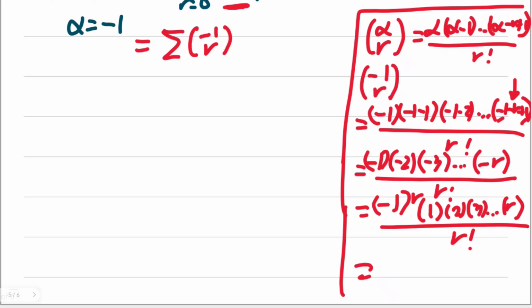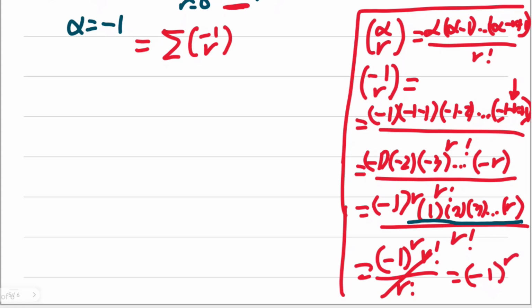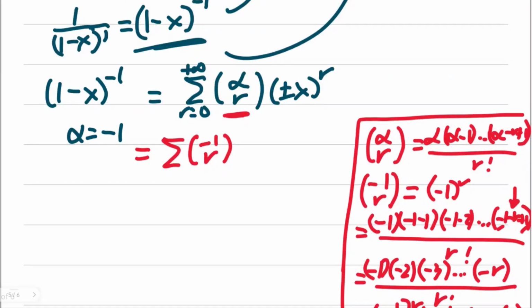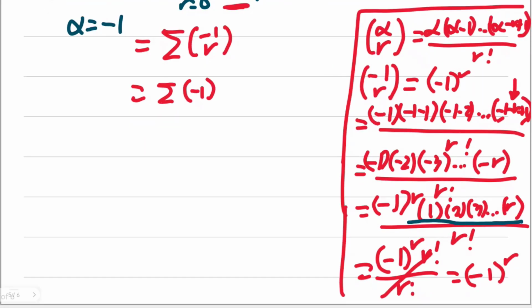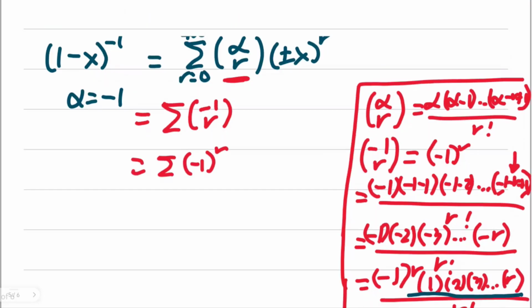What is this equivalent to? This string of numbers or product 1 until r, this is equal to r factorial itself. So you will actually have here negative 1 raised to r times r factorial over r factorial. By cancelling that, the combination is just equal to negative 1 raised to the power of r. Okay? That is equivalent here. So in short, later on this will be equivalent to the summation of negative 1 raised to r. Okay, but of course, we still have one more thing here.